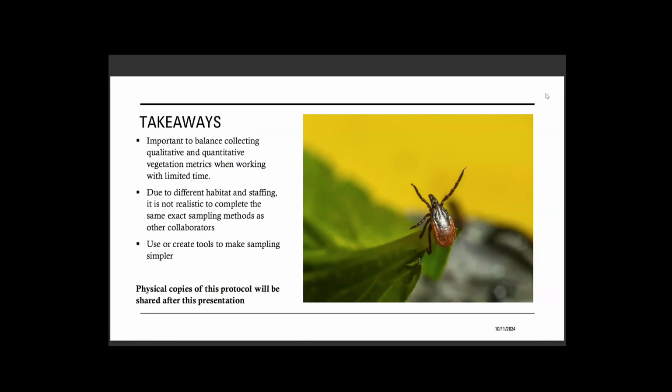And I have physical copies of this protocol that I'm happy to share with anybody if they'd like to look it over.